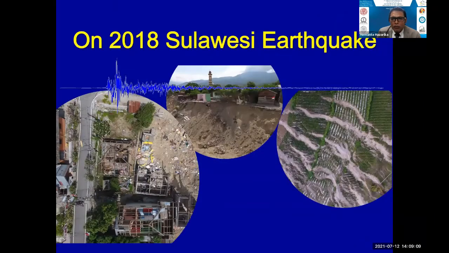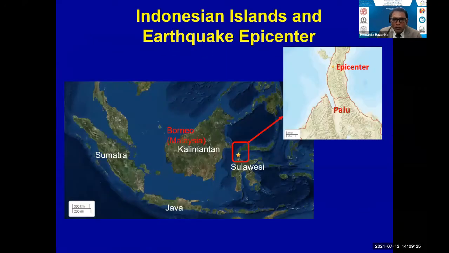Okay, so before I go into the details of the investigation that we conducted in Palu, let me give you a brief introduction on the earthquake itself. Before that, I think many of you may not know what Sulawesi is. As you know, Indonesia is a country of many islands. Main islands are Sumatra, Java, Bali, and Kalimantan, and this Sulawesi in the eastern part.